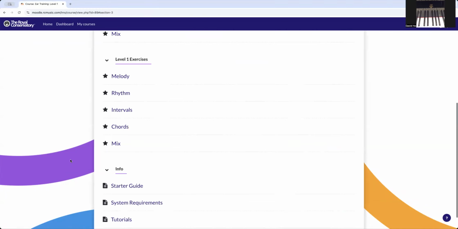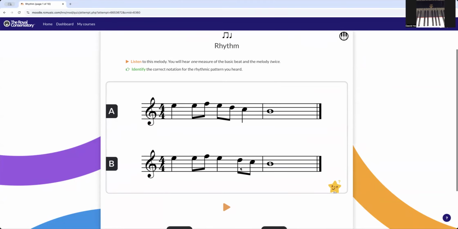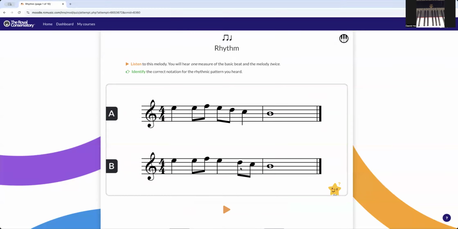And we will do a very quick melody listening. Let's do rhythm first. Listen to this melody and which one is correct, A or B? Let's just analyze this one. Let's just take a look at those two.